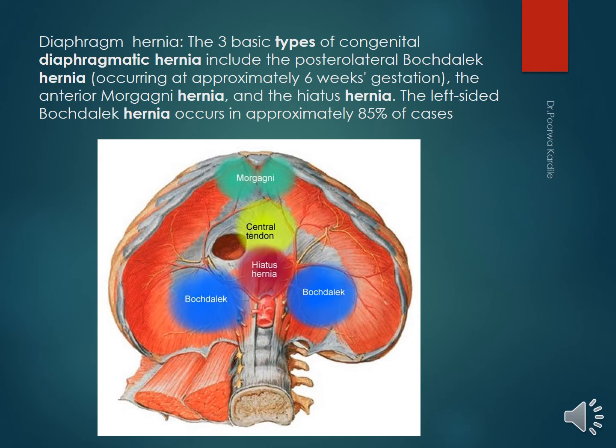Now, there can also be an acquired hernia, which occurs mostly in middle-aged people with weak musculature around the esophageal opening in the diaphragm. So, acquired hernia, its types are either sliding or paraesophageal.